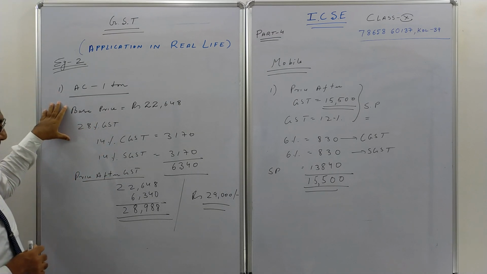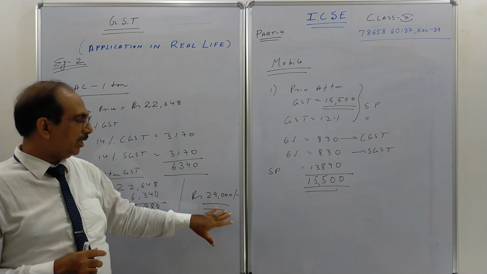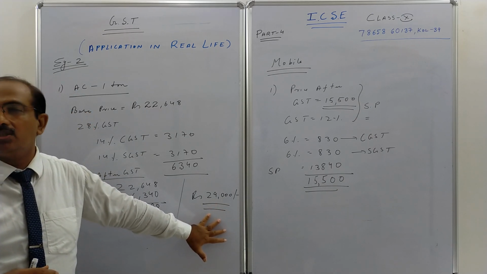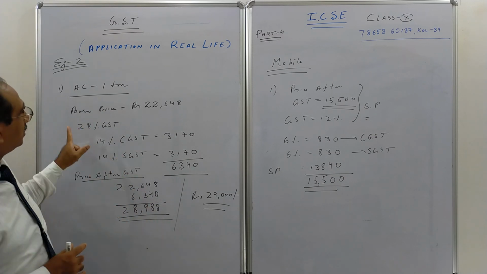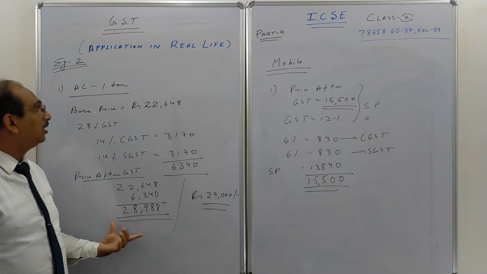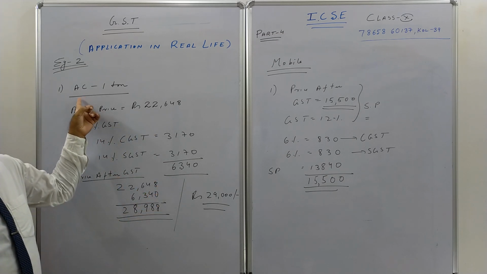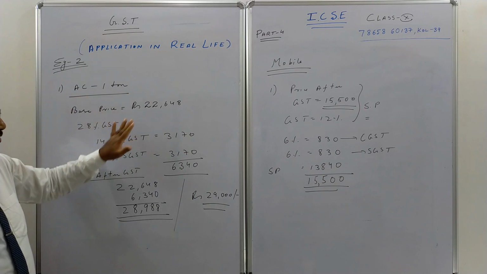When I bought an AC, generally they tell that your price is 29,000. I said okay, you give. Then when I saw the receipt, this is what I saw. Base price is this, roughly 1 or 2 rupees here. This is a real thing which I bought, an AC, I think just before COVID. So this is the price.